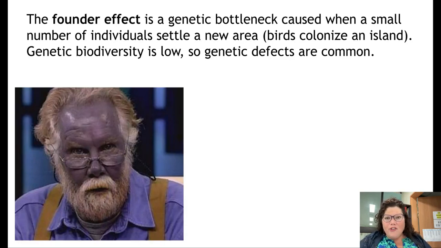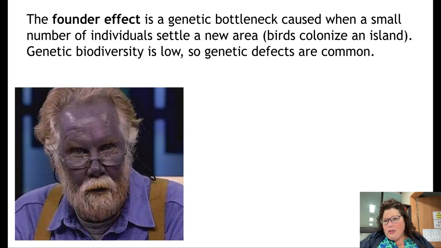Now, the founder effect is a similar version of the bottleneck effect that happens when a small number of individuals settle in a new area. It could be birds colonizing a new area, etc. Our genetic diversity is so low that we just have so many genetic defects, unfortunately.